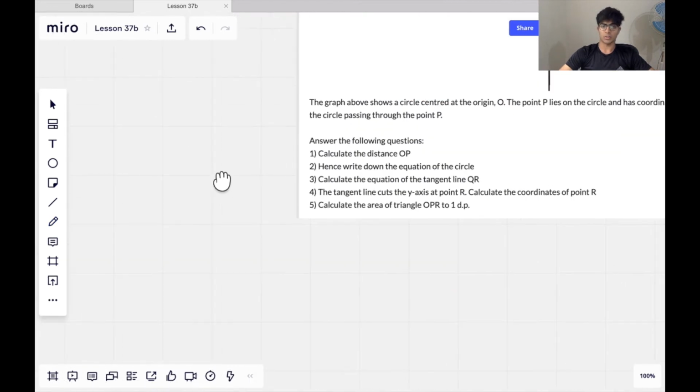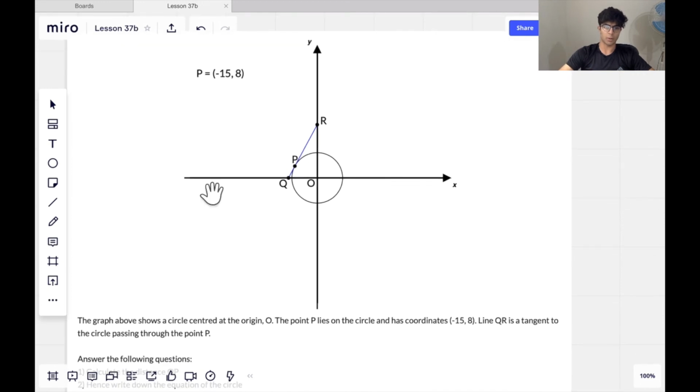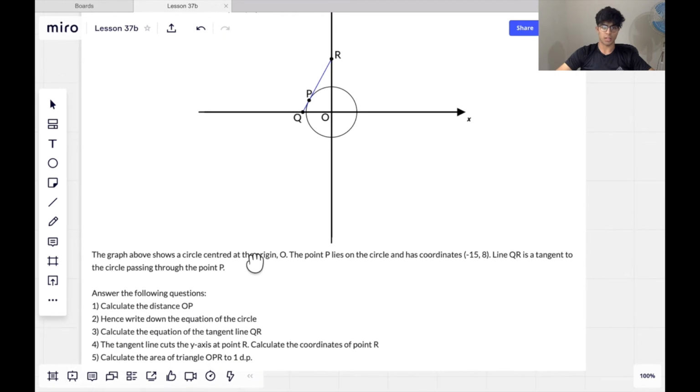There's a question I have here, which is a bit of a longer question, more of a compound question. So the graph above shows a circle centered at O. The point P lies on the circle and has coordinates minus 15, 8. The line QR is tangent to the circle passing through the point P. Answer the following question. Calculate the distance OP.